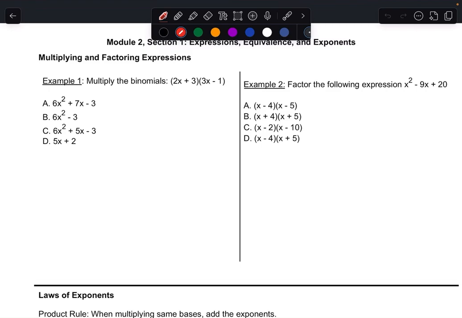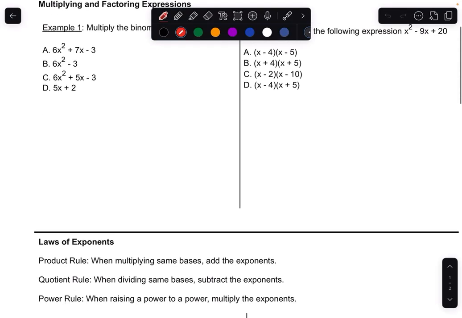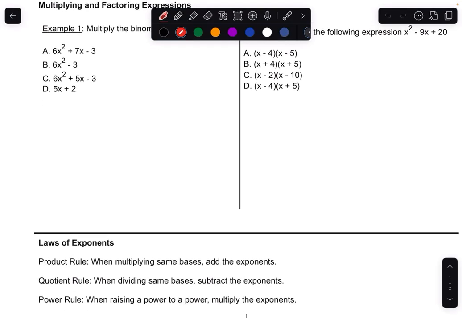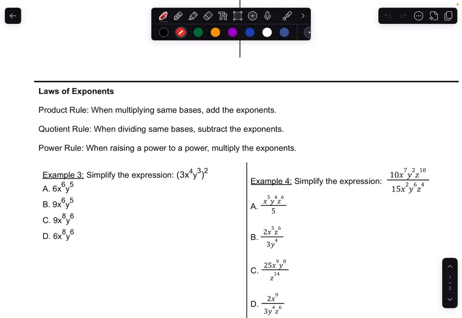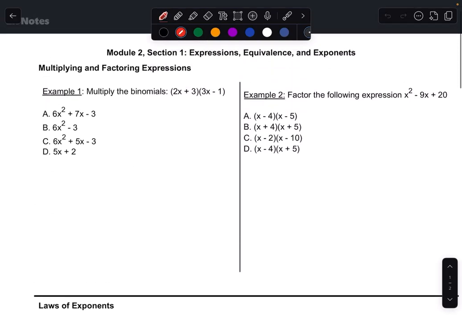This one's starting module 2. Section 1 is all about the 3 E's, apparently: expressions, equivalence, and exponents. Oh my. All right. Factoring and multiplying are big here. And then there's some laws of exponents that are super important. This is needed for the rest of our content, especially in module 3. Not so much module 4, but especially module 3.